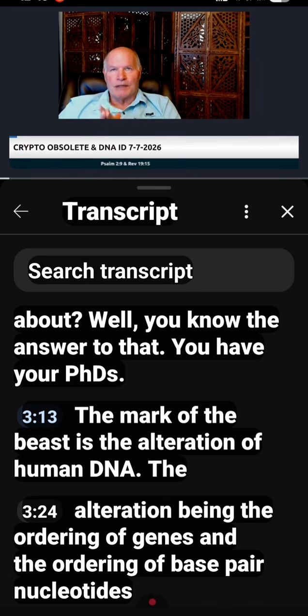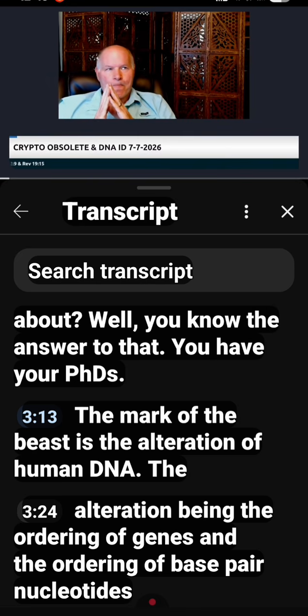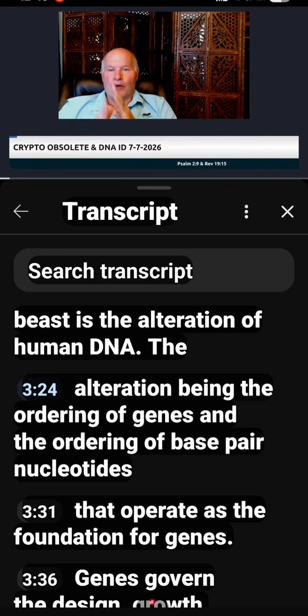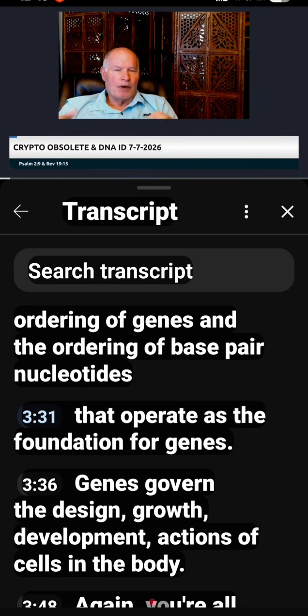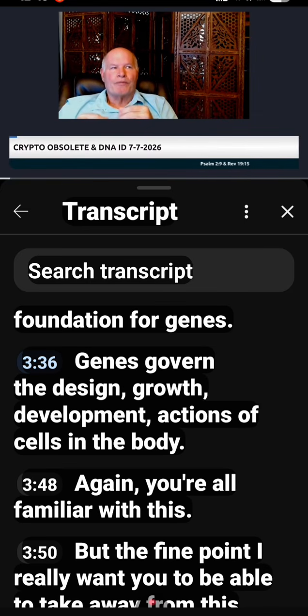The mark of the beast is the alteration of human DNA. The alteration being the ordering of genes and the ordering of base pair nucleotides that operate as the foundation for genes. Genes govern the design, growth, development, actions of cells in the body.